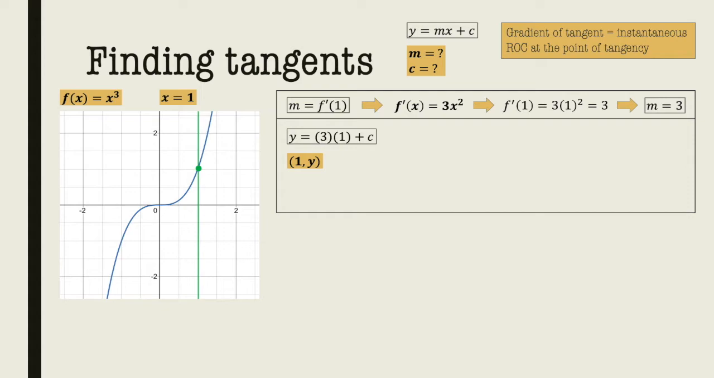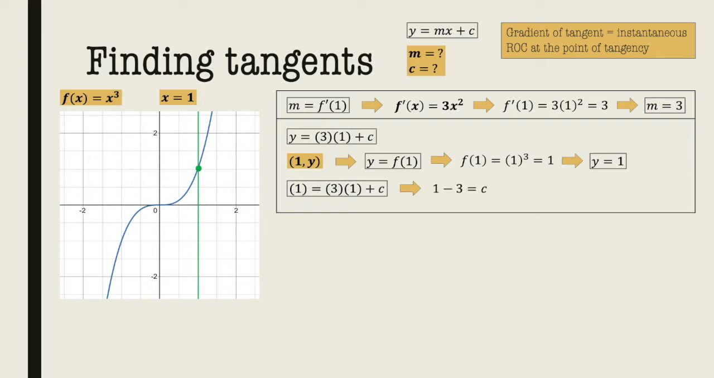We have our x-coordinate already, which is equal to 1. And to find the y-coordinate, we must simply input the x-coordinate into the function f of x. Thus, y equals f of 1. We calculate what y is, and we discover it is equal to 1. We input that knowledge into the equation above, and now we have enough to solve for c. We obtain c is equal to negative 2.